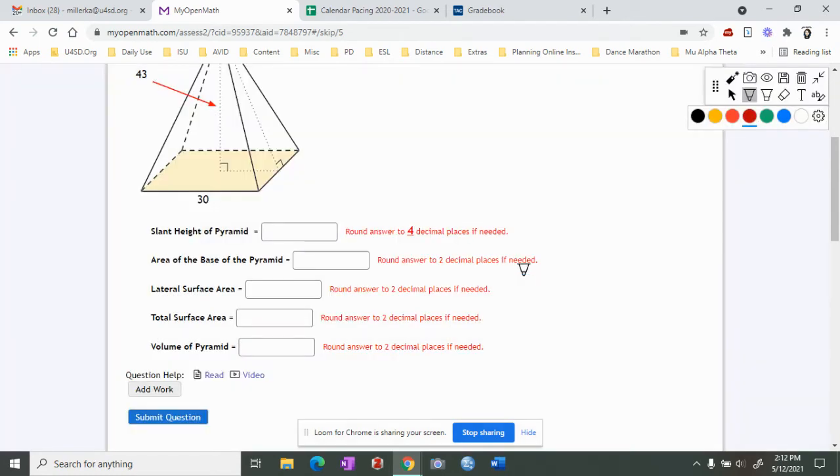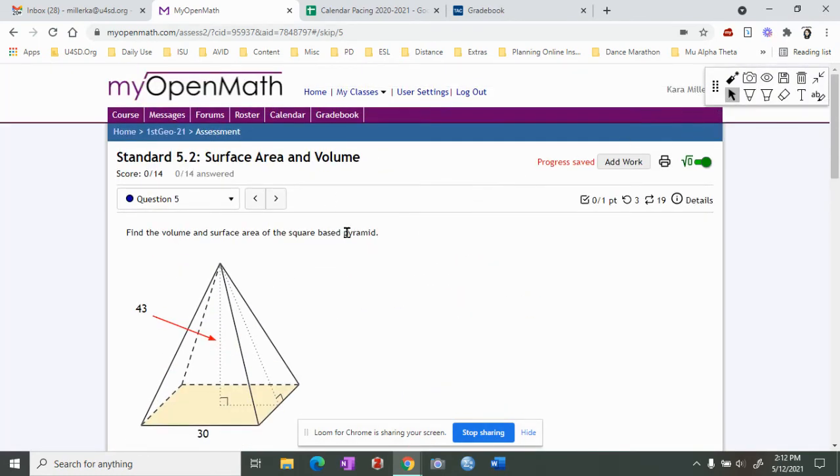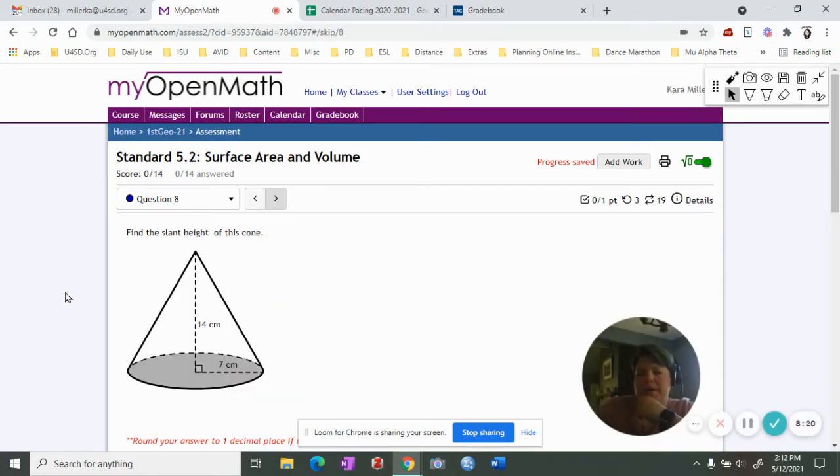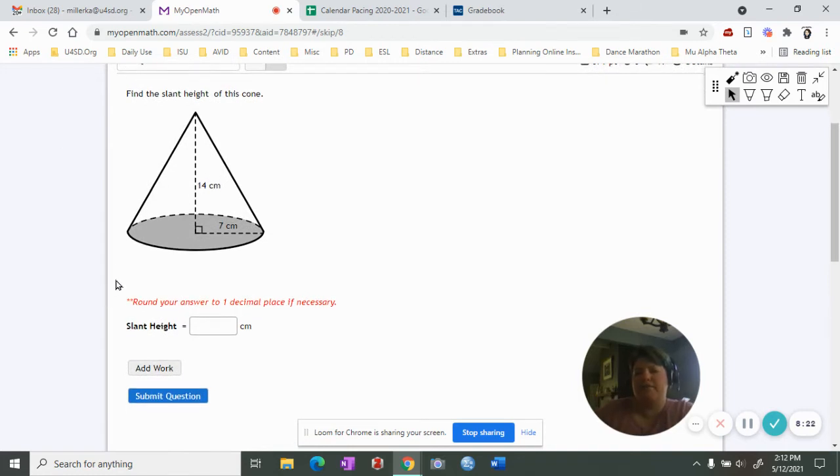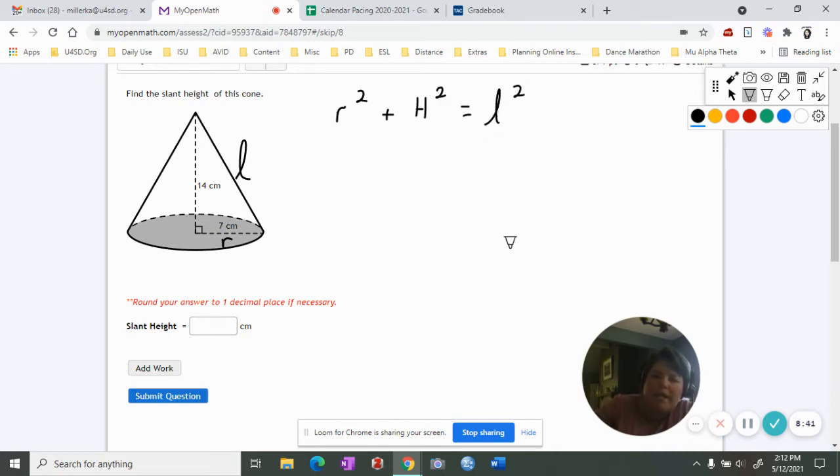Let's take a look at a cone. I'm going to go ahead and skip this one and this one here. First we're going to find the slant height of the cone. We do that the same way we did for the pyramid. Use the right triangle. So the radius is 7, okay? So here it's the radius squared plus the perpendicular height squared equals the slant height squared. So 7 squared plus 14 squared equals the slant height squared.